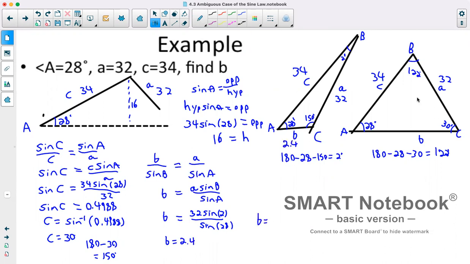For the second one, we're doing essentially the same equation, but our angle B is different. So we've got A is 32, sine of 122 divided by sine of 28. Which gives us 57.8.